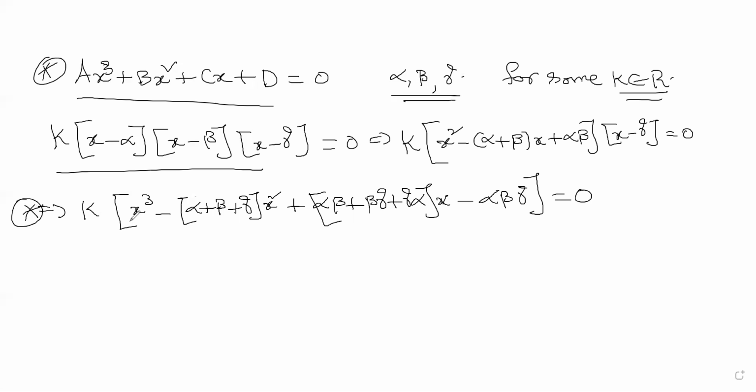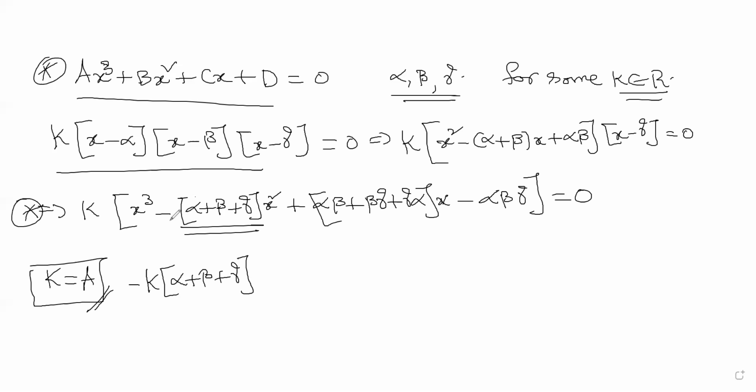Then what would happen? The value of k would be a. The k value comes as a. At the same time, that is k into minus k into alpha plus beta plus gamma, the coefficient of x square. How did k equal a come? It came from comparing the coefficient of x cube. Compare that.